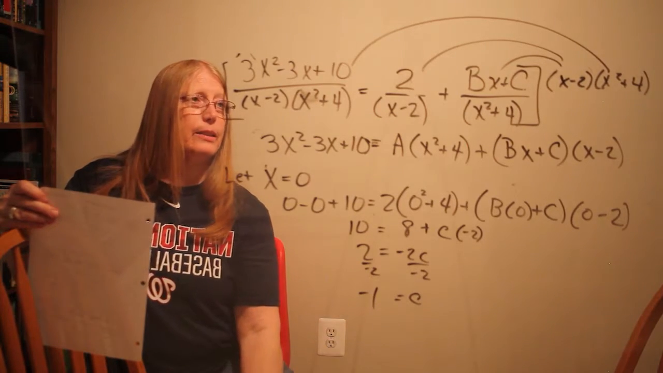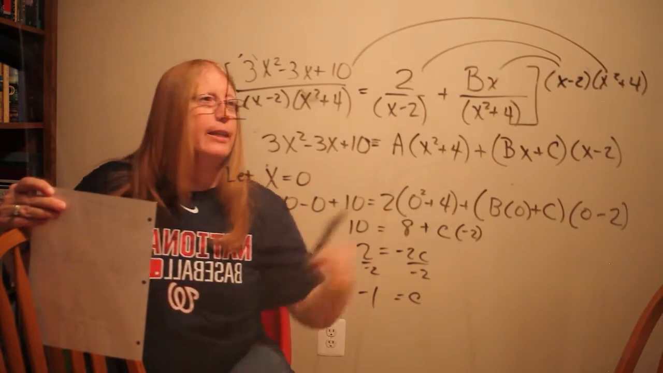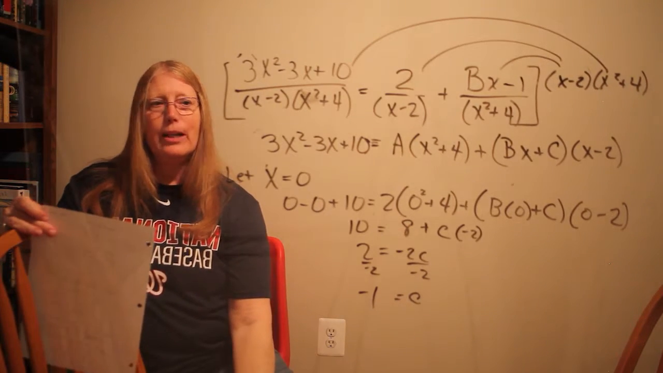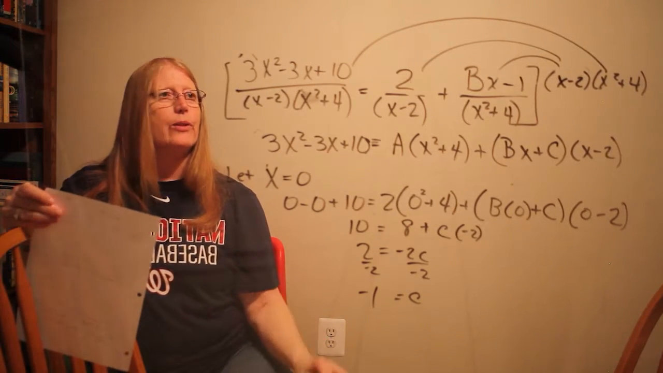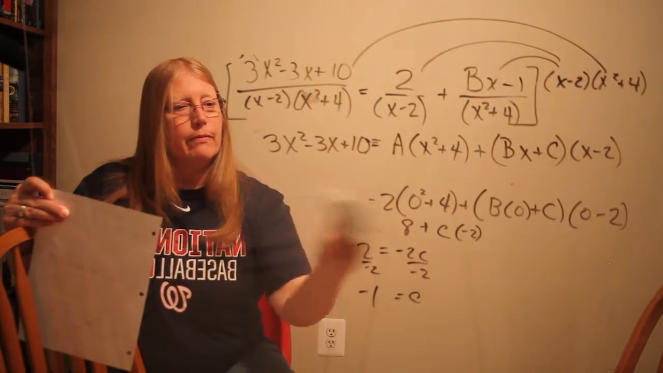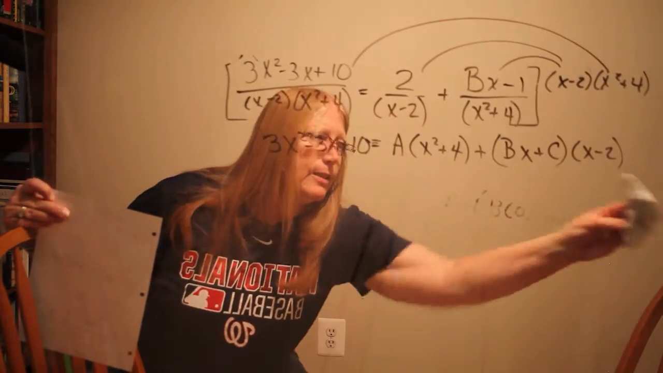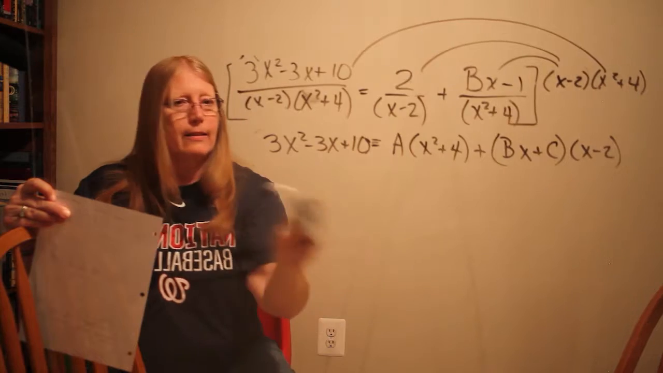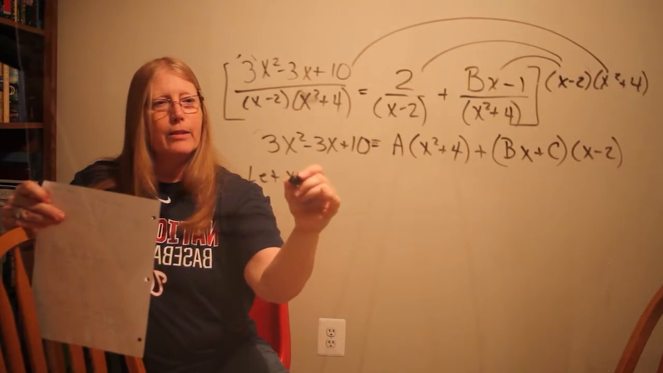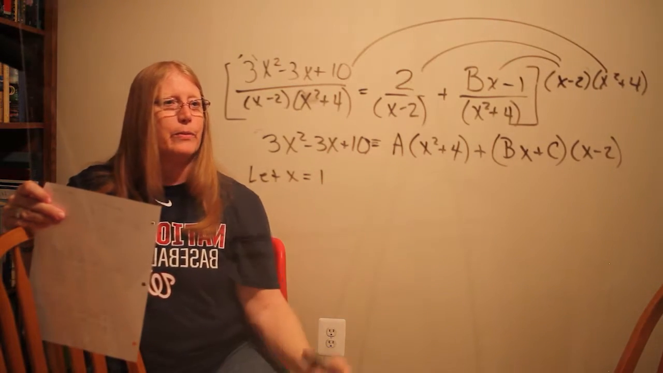All right, I'm going to go up here and put in a minus 1 for c. And we still have to find b, so we have one more let x equal game. We've already used, what did we use? 2 and 0. Shout it out. What do we want to play this time? Let x equal. I hear Haley. Haley, thank you for your help here. We're going to do what you suggested.